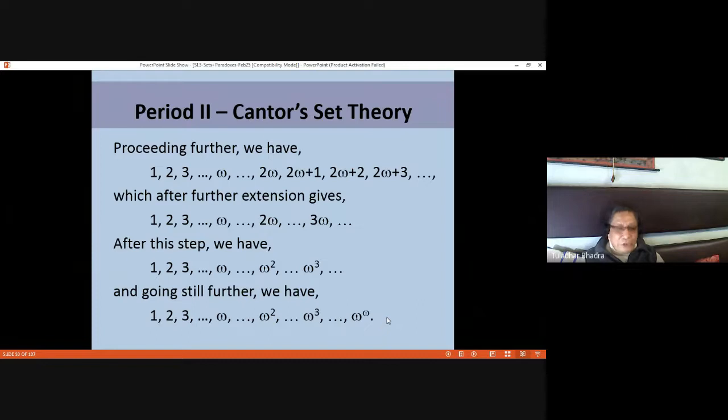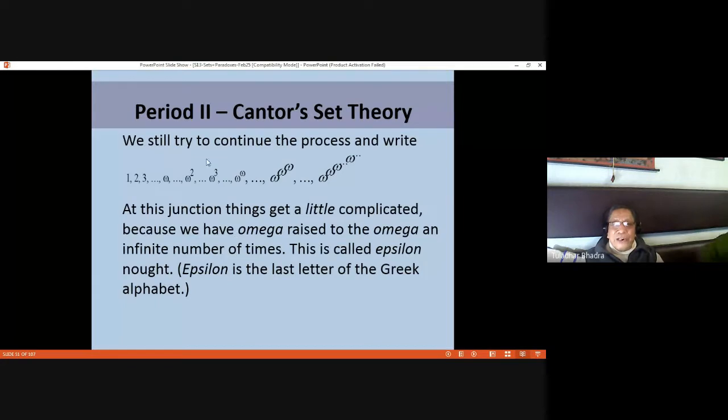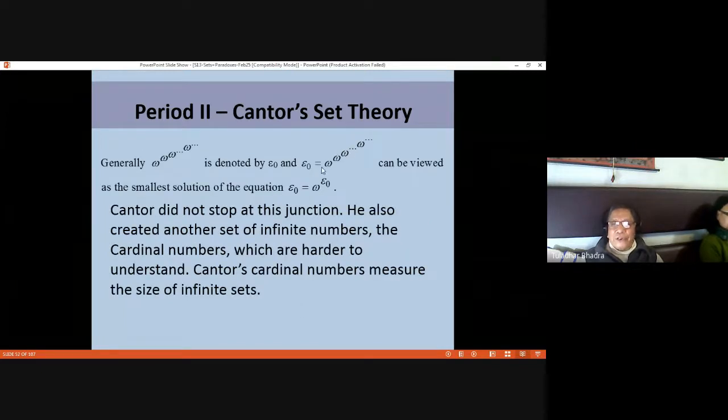Now it's getting more interesting but very difficult to understand. What are these types of numbers? We still try to continue, and so omega to the power omega to the power omega, and so on infinitely. Now this is what is meant by Cantor's set theory. At this junction, things get a little complicated because we have omega raised to omega an infinite number of times. This is called epsilon naught. Epsilon is a letter of the Greek alphabet. This is epsilon naught, the smallest solution of the equation, so we denote it by epsilon.